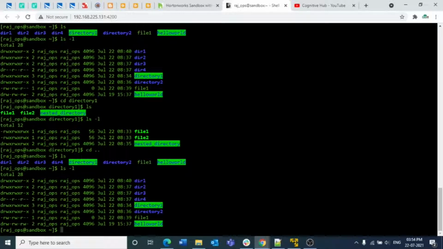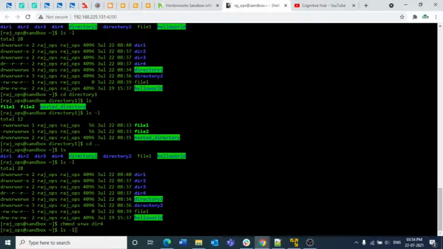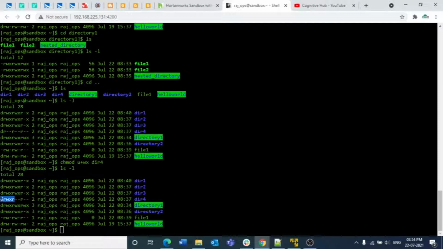So here I want to give permissions with chmod. For user I want to give write and execute permission, wx. Previously for directory 4 we didn't have write and execute permission for user. Now u means user here, g means group, and o means owner here. I am giving the user write and execute permissions for directory 4. If I do that, again I will check with ls -l. Previously we had only the read permission here. Now we have read, write, execute permissions.